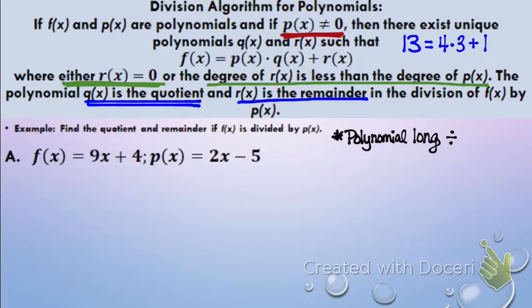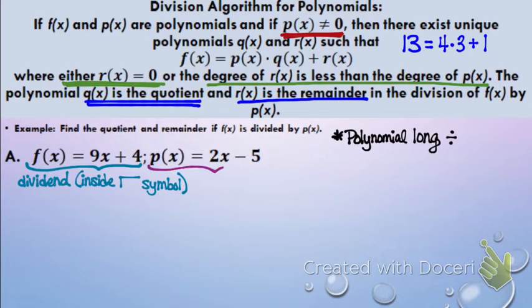f of x, my first polynomial here. This is my dividend. This is what goes inside or underneath my long division symbol. Yes, this is the piece that is being divided. Absolutely correct.